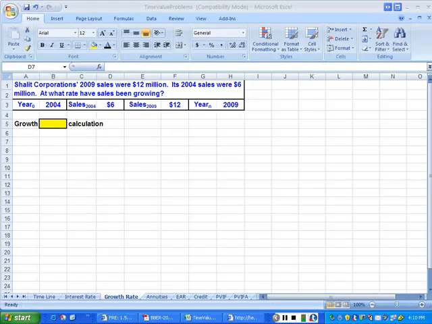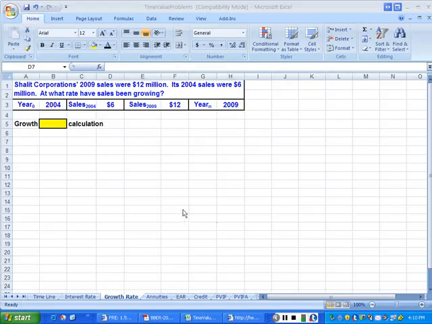Since we have an opportunity here in talking about interest rates, what we want to be able to demonstrate is that the functions that will handle this for an interest rate also will handle problems like a growth rate. So we've put a very simple problem in here. Shallot Corporations has 2009 sales of 12 million. In 2004, its sales were 6 million. So at what annual rate have sales been growing?